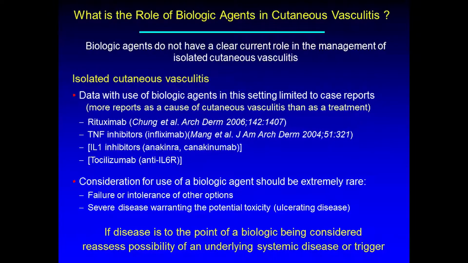In general, the consideration for use of a biologic agent in isolated cutaneous vasculitis should be extremely rare. This would be in instances where there's failure or intolerance of other options, or potentially in severe disease that warrants the potential toxicity. So something like ulcerating disease, where they have continued to have active disease through agents such as methotrexate, azathioprine, or potentially cyclophosphamide. And if the disease is really to the point where you're considering a biologic agent, we often have to reassess the possibility: is there actually a systemic disease or trigger that's causing this, that's making this more difficult?